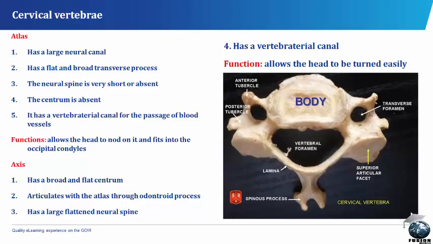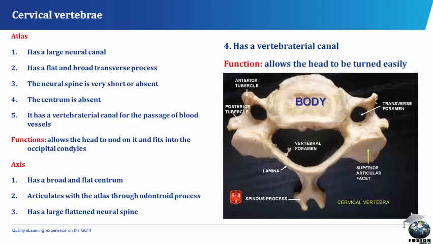The atlas. 1. The atlas vertebrae has a large neural canal. 2. It has a flat and broad transverse process. 3. The neural spine is very short or absent. 4. The centrum is absent. 5. It has a vertebraterial canal for the passage of blood vessels. The function of the atlas is that it allows the head to nod on it and fits into the occipital condyles of the skull. As for the axis, it has the following features.